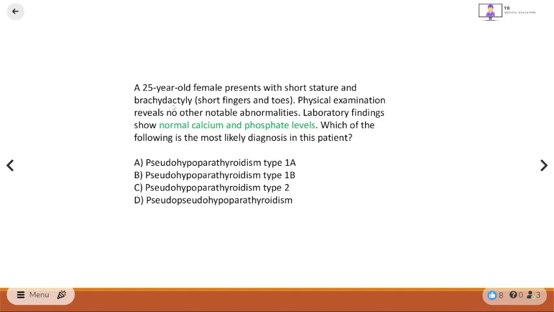Let's see this one. A 25-year-old female presents with short stature, brachydactyly, and obesity. Same symptoms, same signs. Physical examination reveals no other notable abnormalities. Laboratory findings show normal calcium and phosphate levels. So she looks like pseudohypoparathyroidism, but it's pseudo-pseudohypoparathyroidism. So this is the diagnosis.